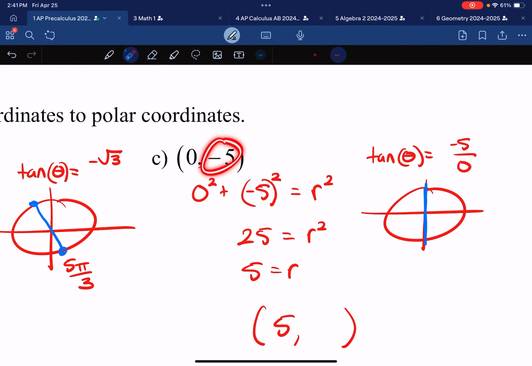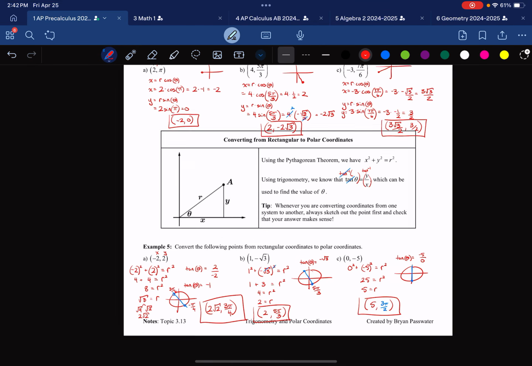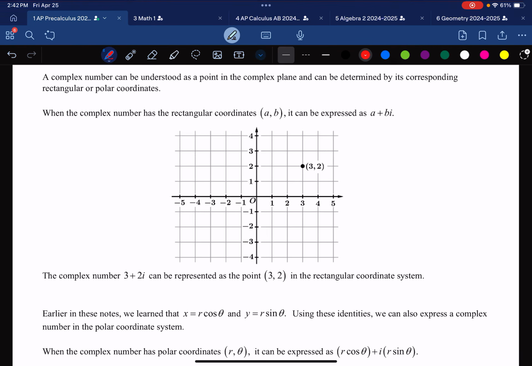Well, I'm going down 5, so it's that point down there, which is also known as 3 pi over 2, which I already said at the very beginning. 3 pi over 2. Done and done. Box it though. Box, box, box. All right, onward. Oh yeah, so complex numbers.